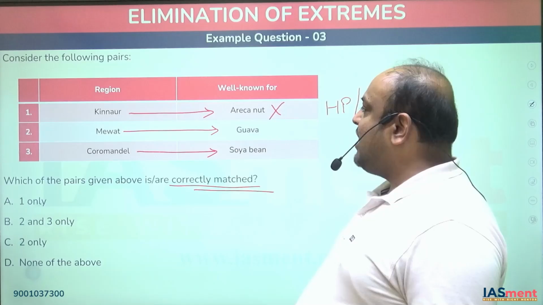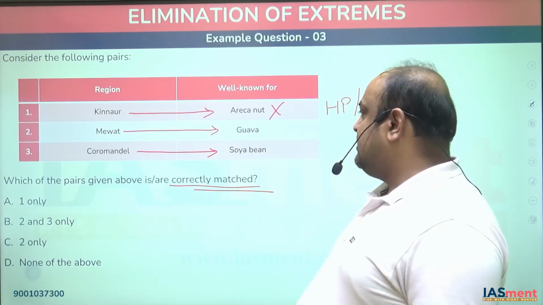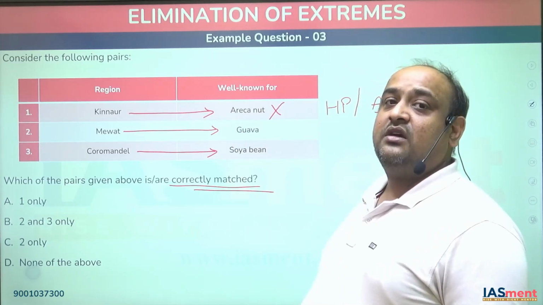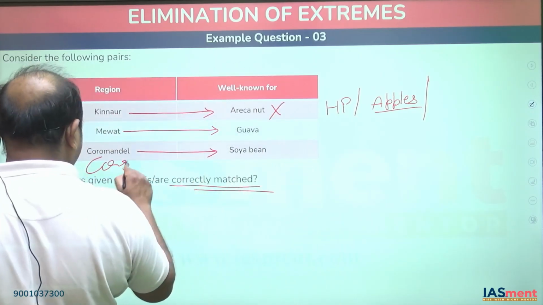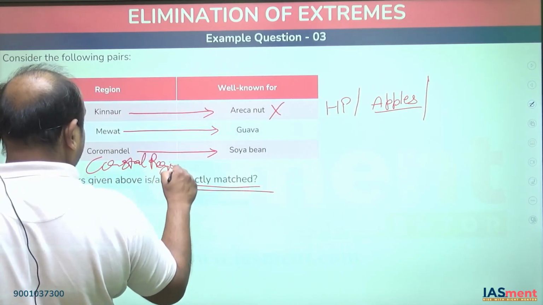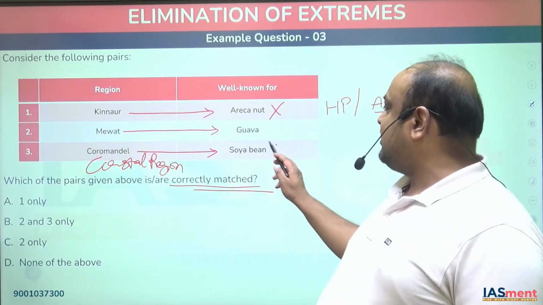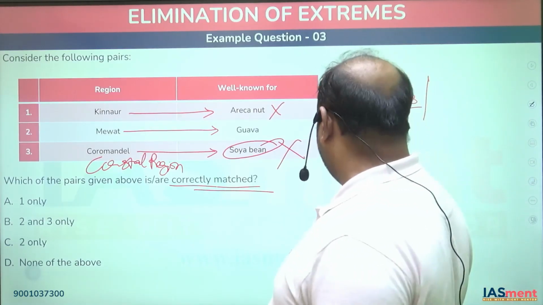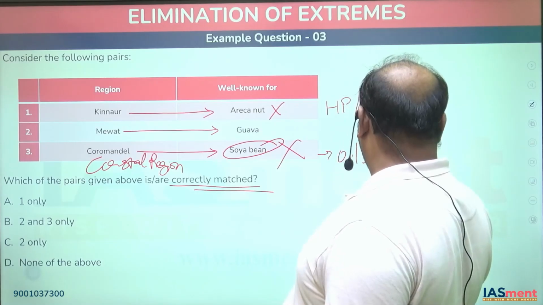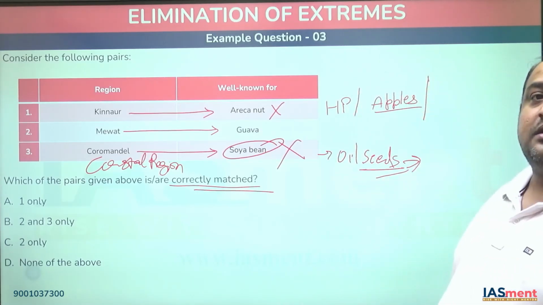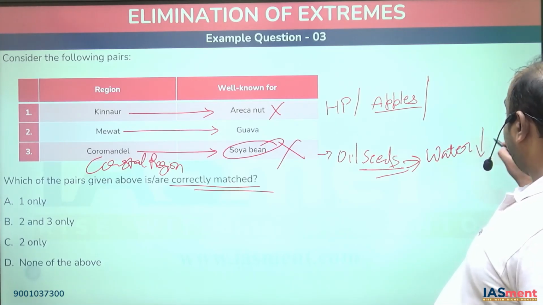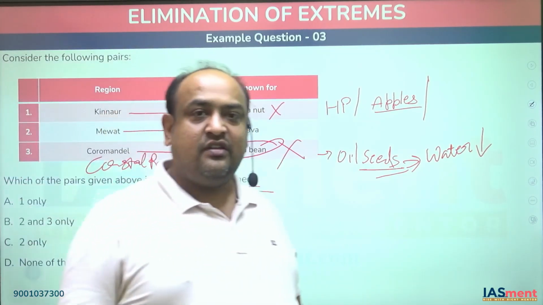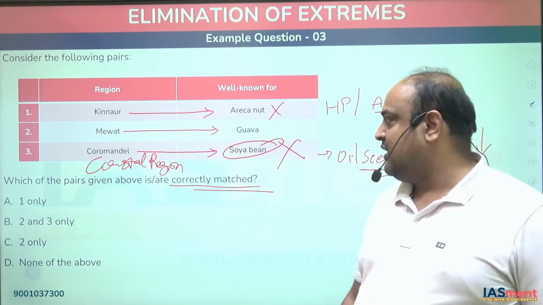Mewat for guava, I don't know, and I cannot even guess because there is nothing to guess over here. Next is Coromandel. Coromandel is what? It is a coastal region. Coastal regions never grow soybean. Coastal regions never grow oil seeds. Where are oil seeds grown? Where water is less, there oil seeds are more. Coromandel is a coastal region, and coastal regions have a lot of water, so it is not possible here.